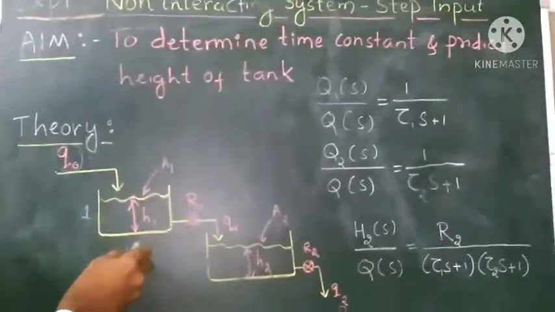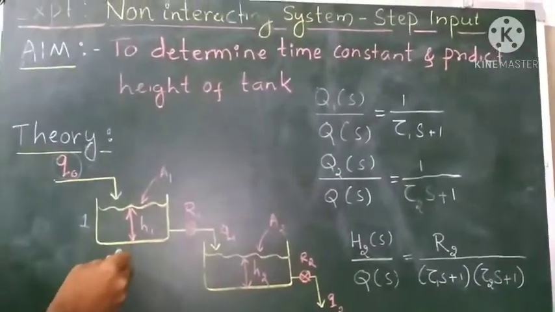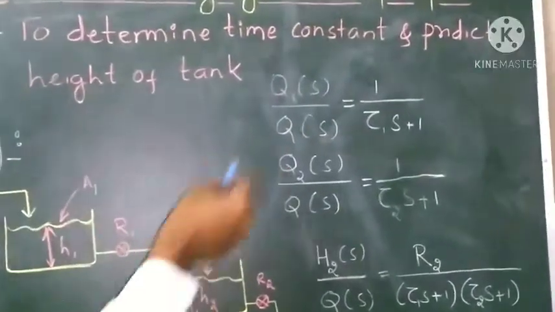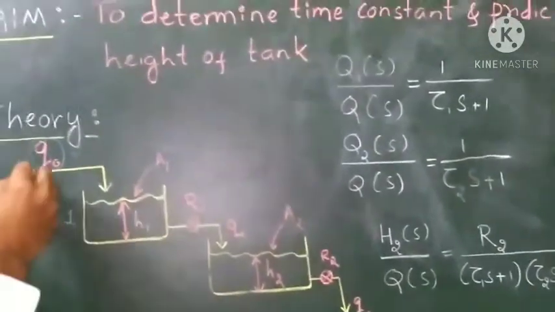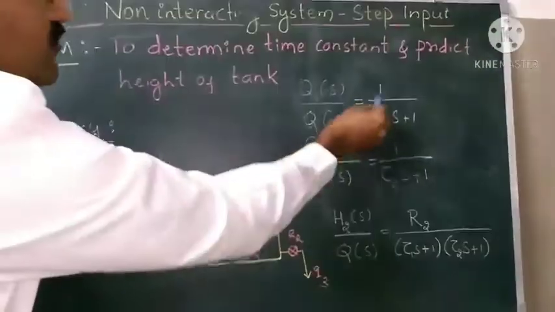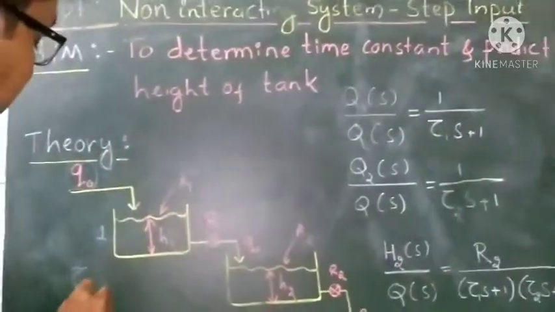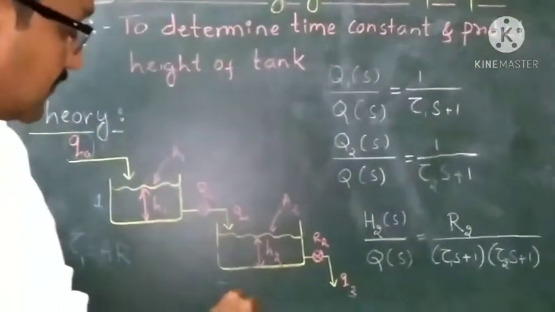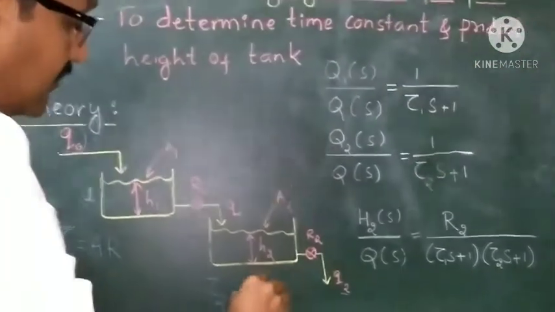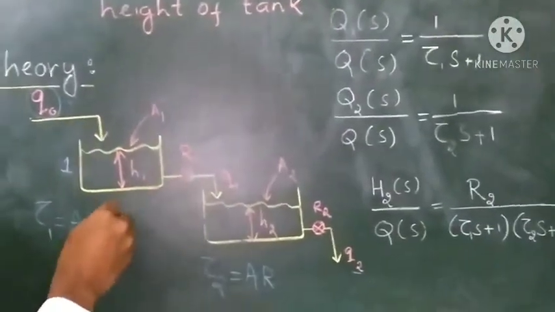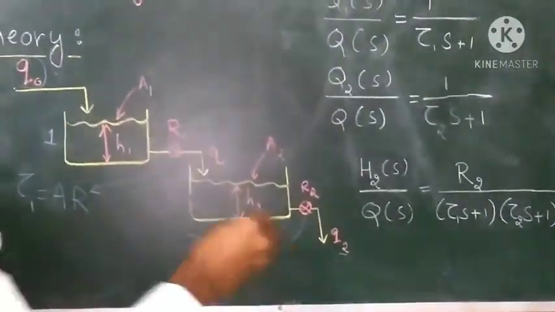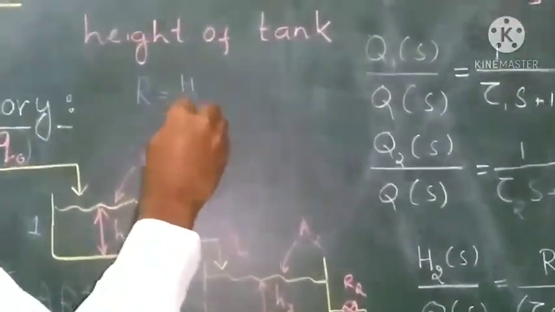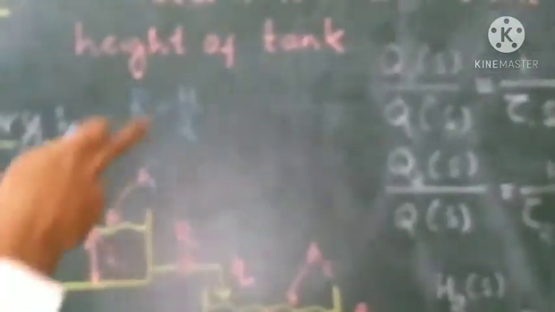As we know, the simple tank transfer function will be Q2(s) by Q1(s) equal to 1 divided by (tau 1 s plus 1). So this is a first order system. Therefore output by input is equal to 1 divided by (tau s plus 1). What is tau? Tau here is area into resistance. So this is tau 1. What is tau 2? This is the area of this tank into resistance. So the time constant depends upon the resistance. What is the resistance? Resistance is H by Q, height by Q.